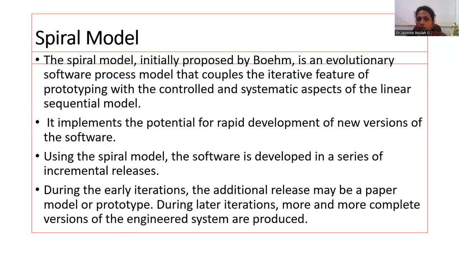The spiral model was initially proposed by Boehm, and is an evolutionary software process model that couples the iterative feature of prototyping with the controlled and systematic aspects of the linear sequential model. It offers the potential for rapid development of new versions of the software. Using the spiral model, the software is developed in a series of incremental releases. During the early iterations, the release may be a paper model or a prototype, and during later iterations, more and more complete versions of the engineered product are produced.